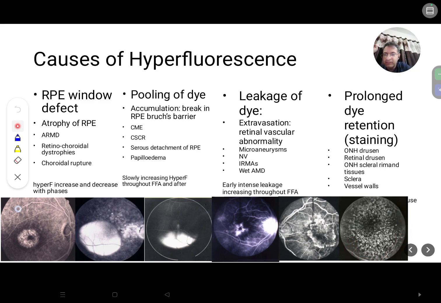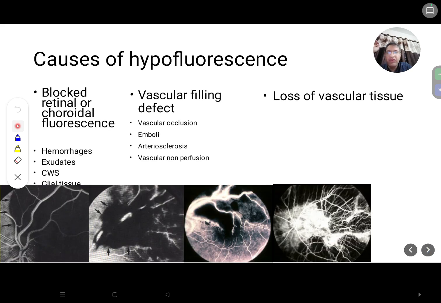Next, we come to the causes of hypofluorescence. What are the causes of hypofluorescence? The first is blocked retinal or choroidal fluorescence. The fluorescent dye is in the retinal and the choroidal vasculature, but we can't capture it in the camera because there is some blockage in the outcoming pathway.